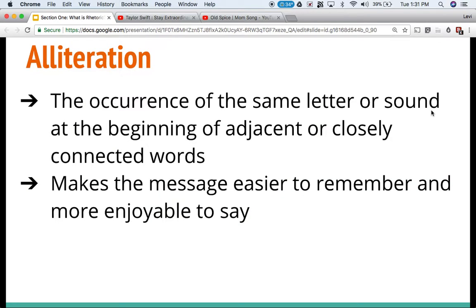And so the first one we're going to talk about here is alliteration. The occurrence of the same letter or sound at the beginning of adjacent or closely connected words. So a lot of your tongue twisters are technically alliteration. Now, why would a company want to do this? Why would a company want alliteration? There's a couple reasons for that. One, it makes the message or the name of the place easier to remember, and it makes it more fun for the audience member, for whoever is watching the ad, whoever is going by the ad, those kinds of things, okay?